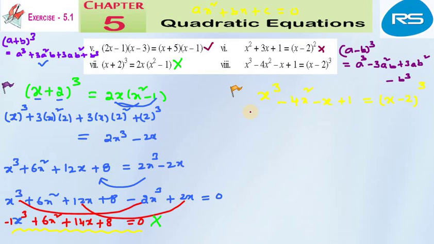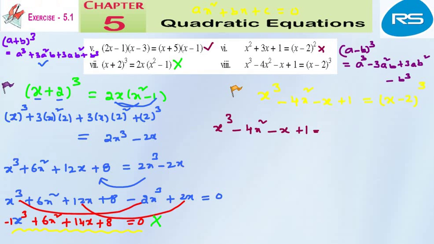Now I will go to the last question. In the last question, we have to simplify the right hand side. The left hand side has no need to simplify because we don't have any like terms and there is no simplification for this. Now come to the RHS, x minus 2 whole cube.